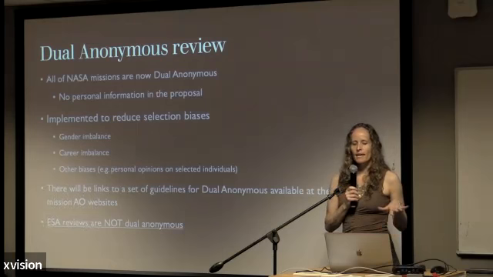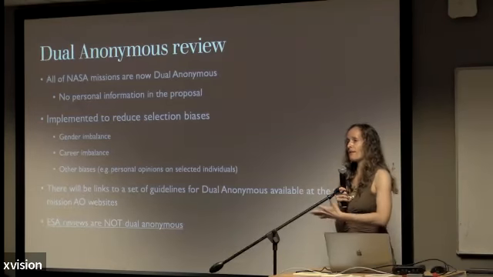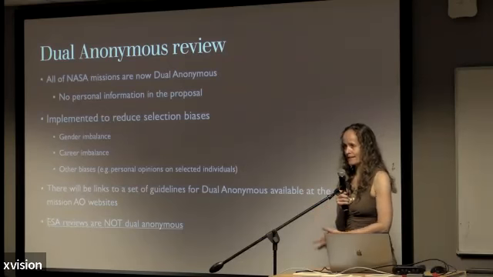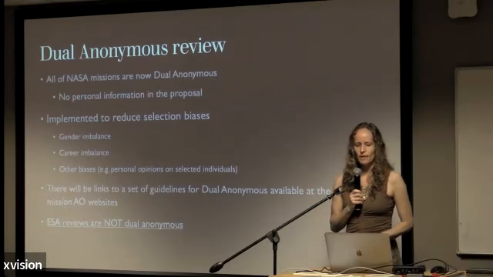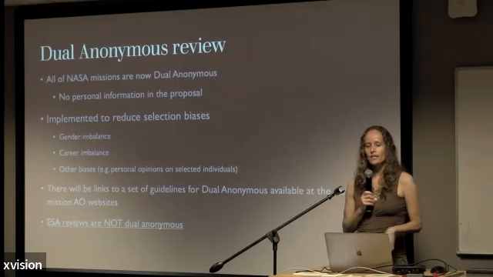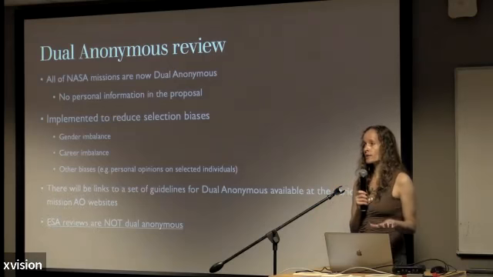Now, by making it anonymous, you can't tell whether it's a graduate student writing it or a senior faculty scientist. You may be able to read between the lines, but in principle, you cannot. And that has helped greatly. On the gender imbalance, they're not really seeing much of a difference, but they can really see that since the dual anonymous review, a lot of early career scientists and students are getting their proposals accepted. So that really helped.